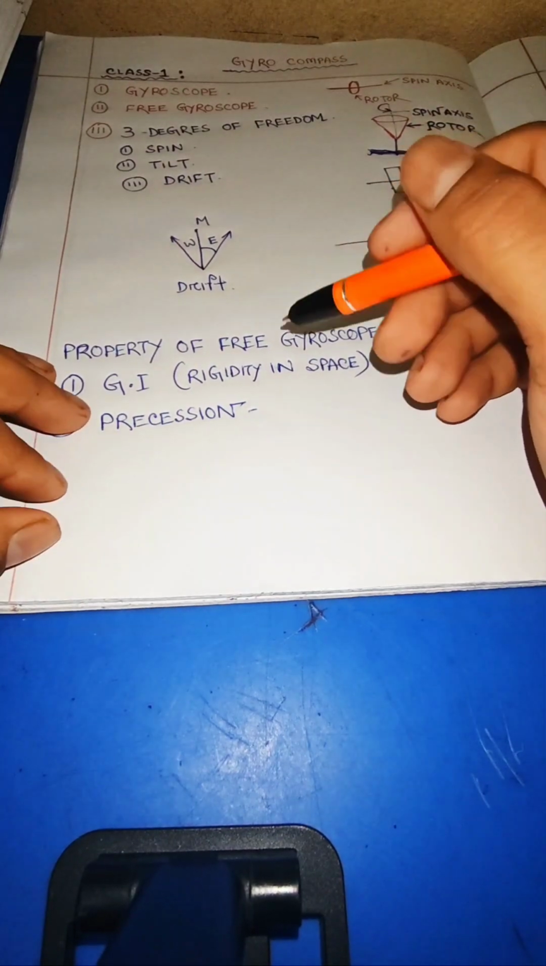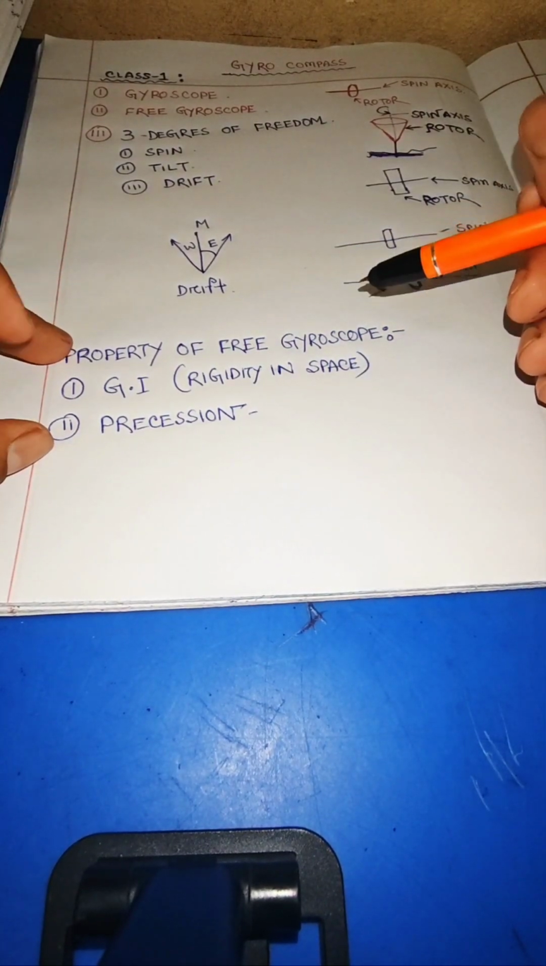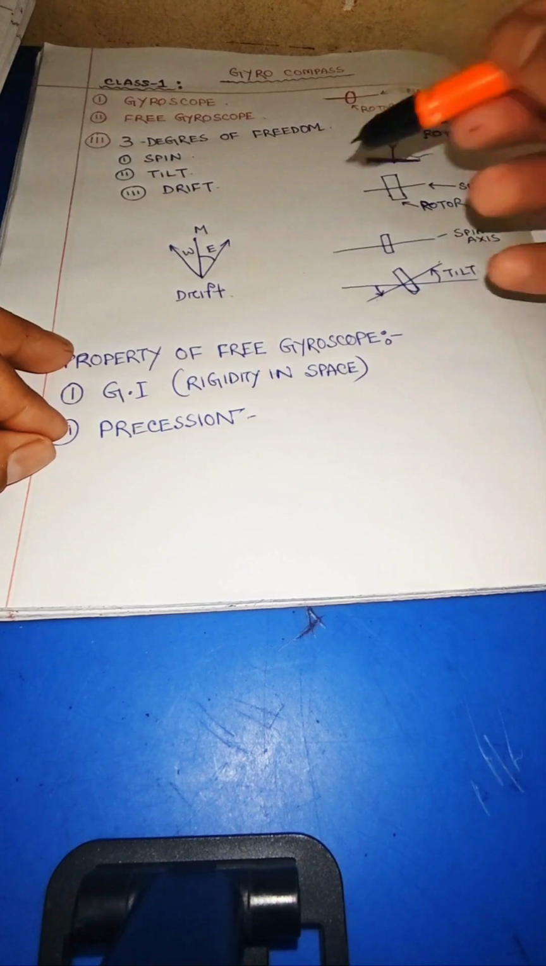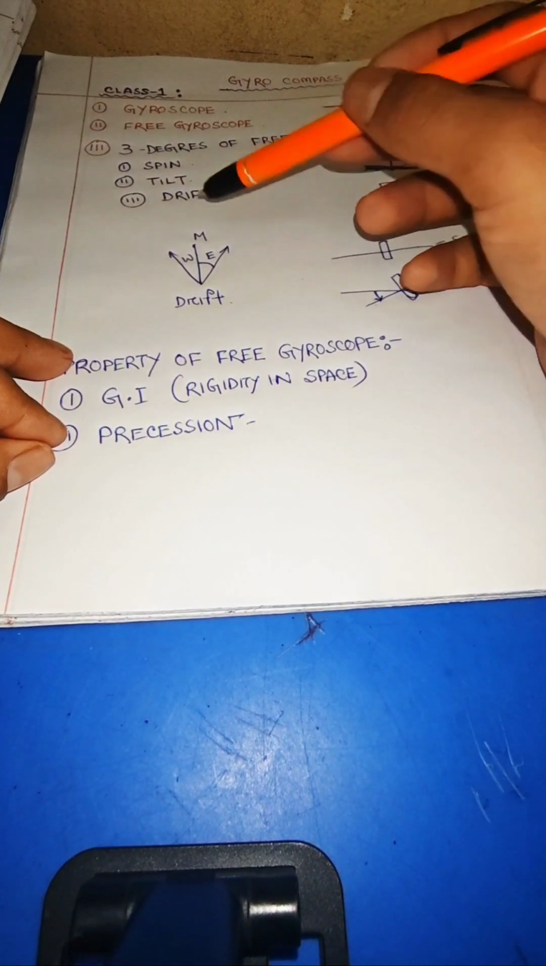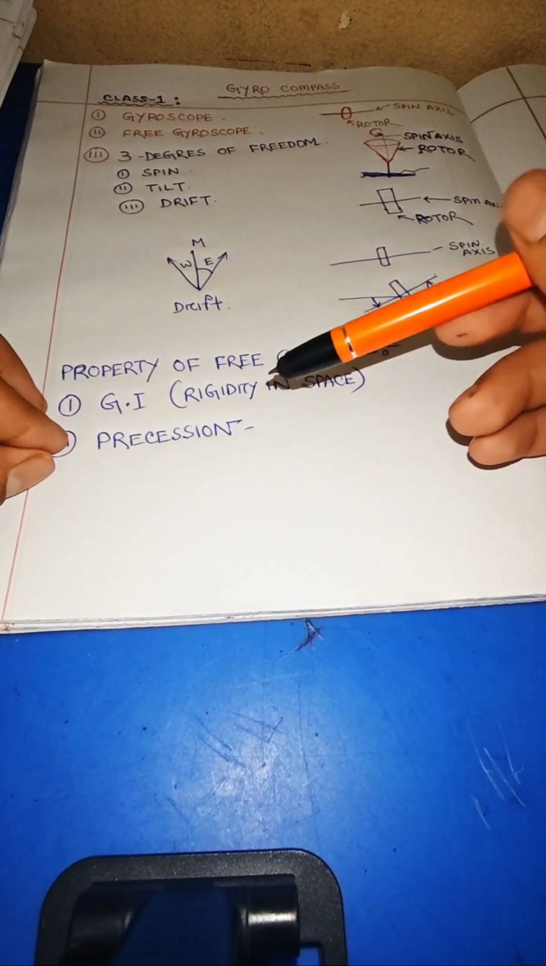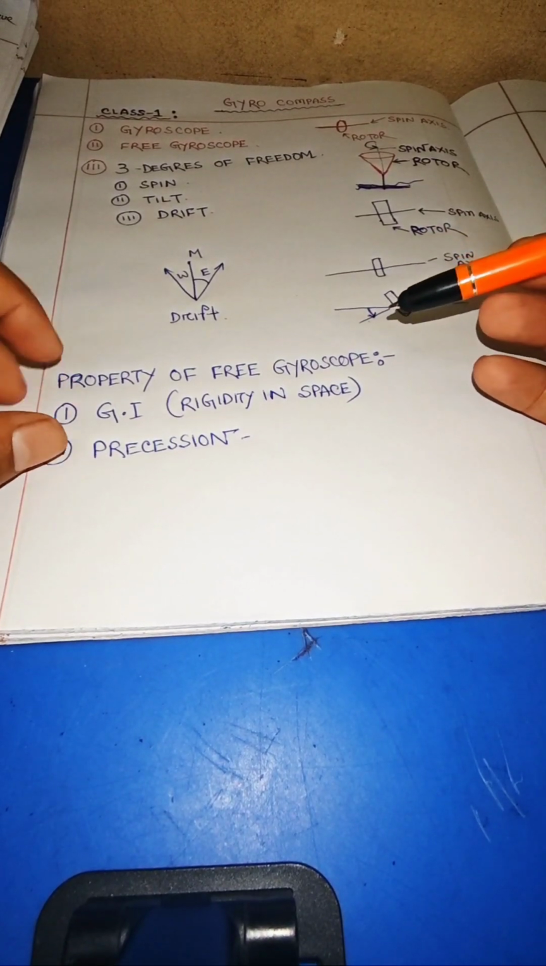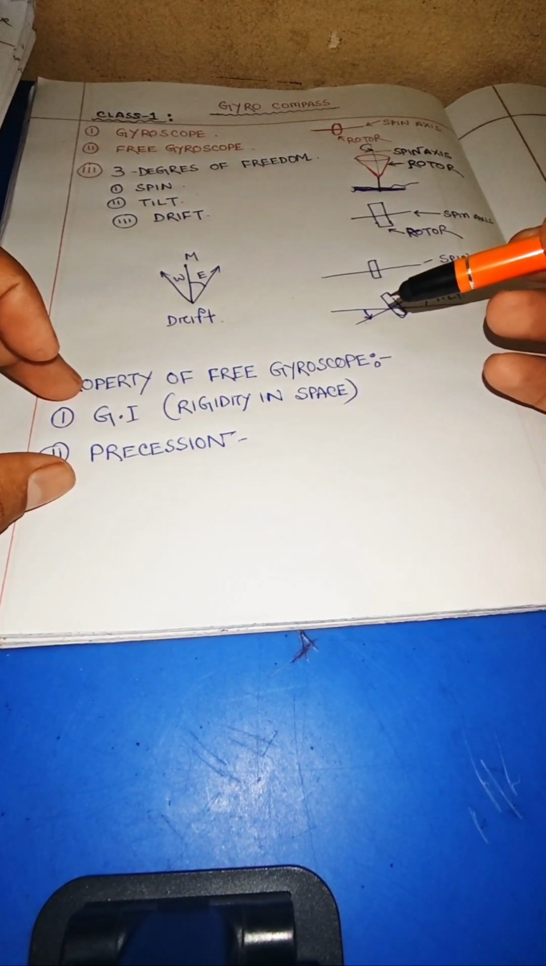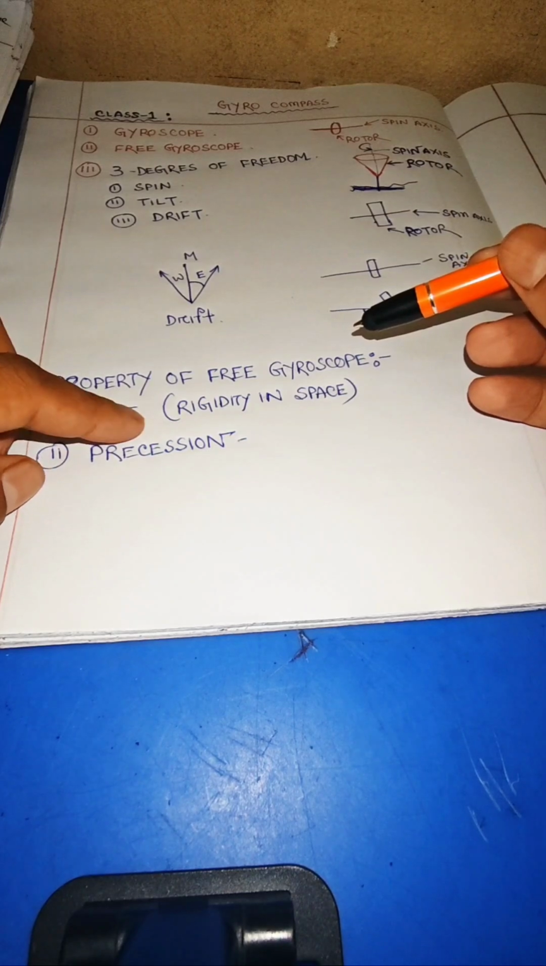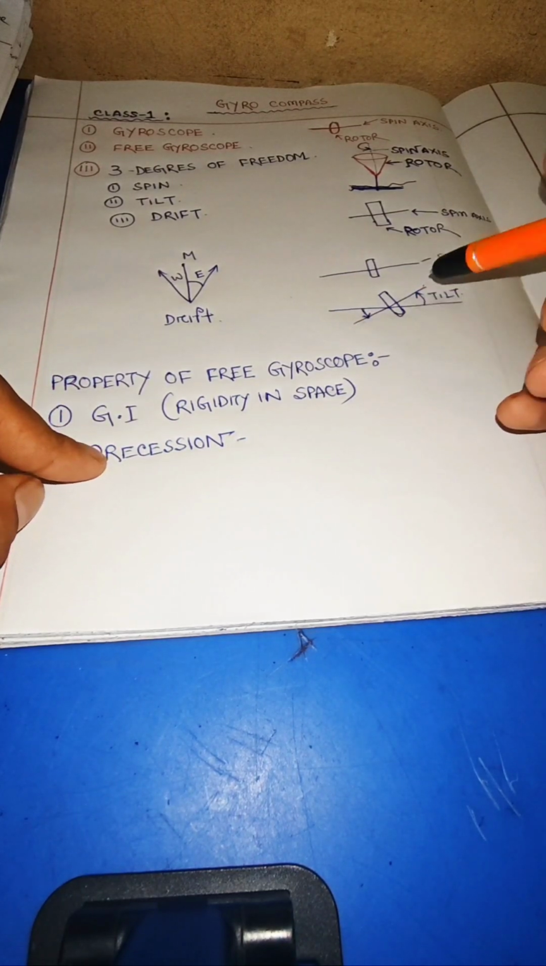Viewers, today our topic is the properties of a free gyroscope. Remember, last topic we already discussed the spin, tilt and drift. So today we will discuss the properties of a free gyroscope. Guys, there are two properties of a free gyroscope. One is gyroscopic inertia, another is precession.